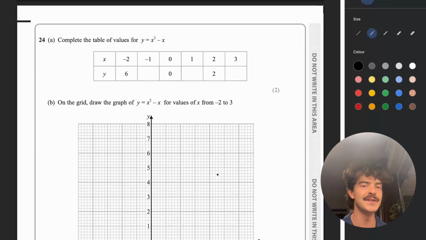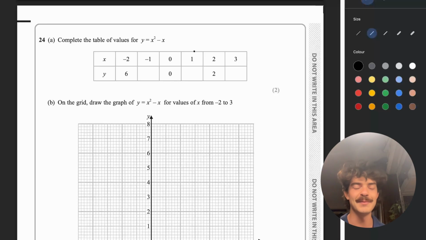So moving on to question 24 now. We want to complete the table. We're taking our x coordinates and we want to know what our y coordinates are. Remember that with every equation, you're just plugging in x values and getting out your y values. It's a machine where you put in x's and get out y's.